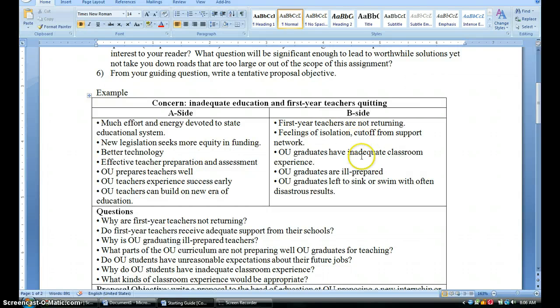But the reality is the B side. First-year teachers are not returning. They're feeling isolated, cut off. He believes they had inadequate classroom experience because they didn't know what they were getting into. He believes they were ill-prepared. Now, these are things that he believes, and these words won't show up in his proposal, but that's what he was wrestling with. And so he said that OU graduates are left to sink or swim with often disastrous results. So you see, if you read in Stating Problems, you see a dissonance or a contradiction between his A side and B side.